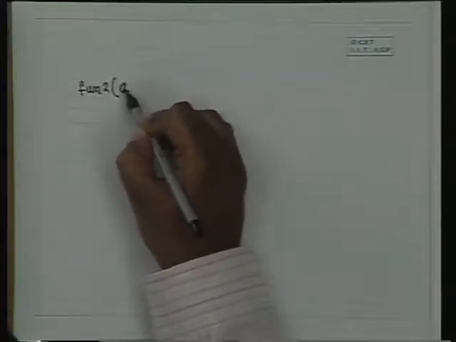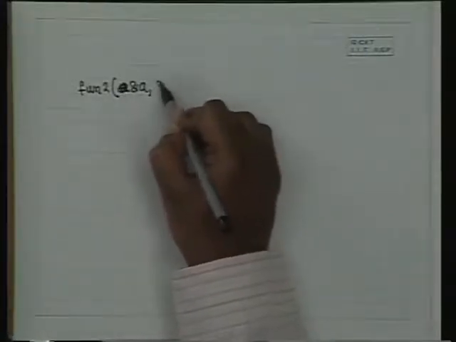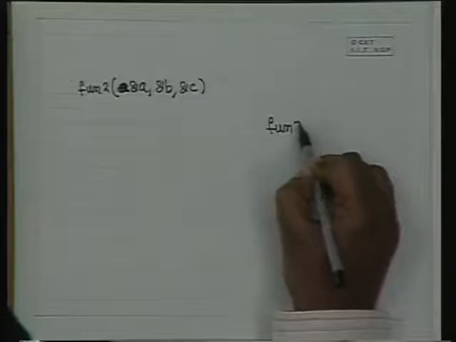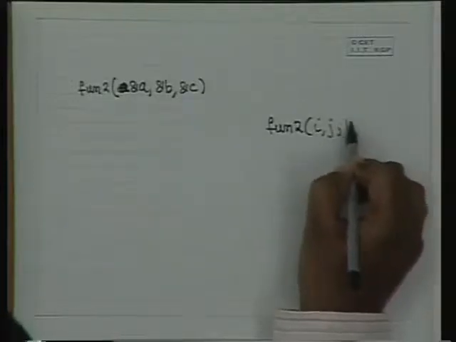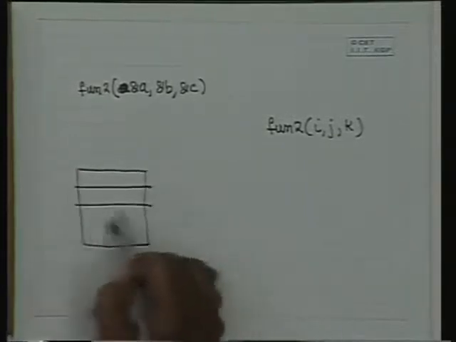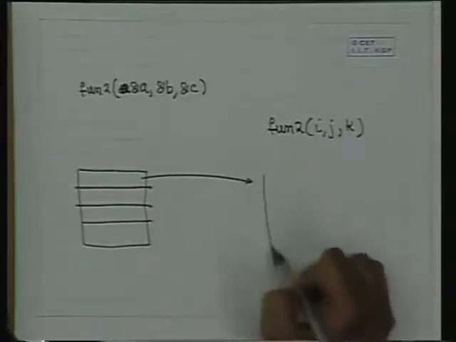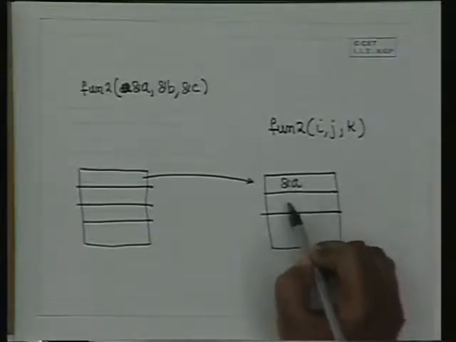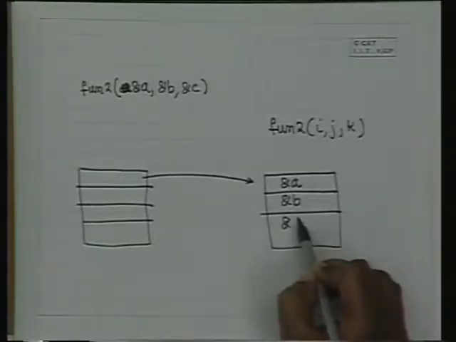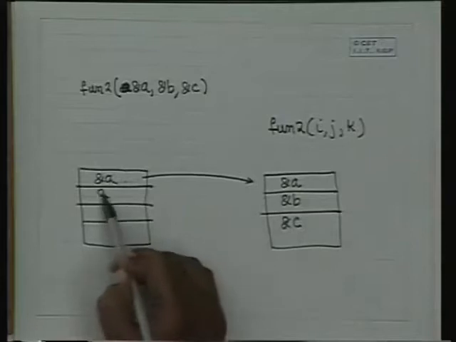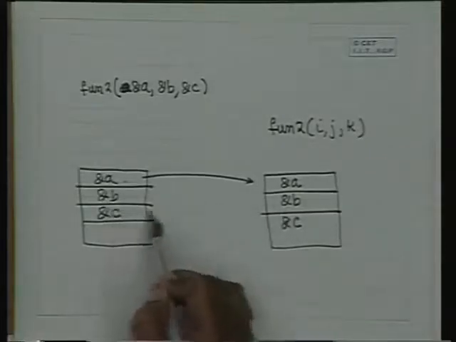So we had a call now fun2 where we passed address of A, address of B and address of C, and here we had fun2 I, j, k. So the three locations will be copied here into I, j and k. Here I will have the address of A, here j will have the address of B and here k will have the address of C. So the address of A will be copied in here, address of B will be copied in here and address of C will be copied in here.